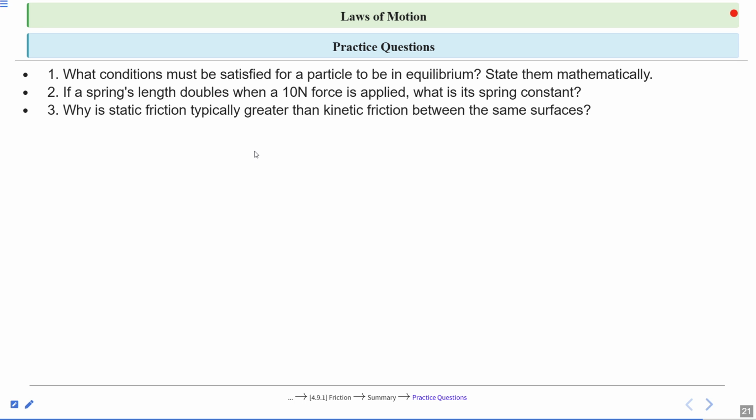Third question, why is static friction typically greater than kinetic friction between the same surfaces? This is the third question.